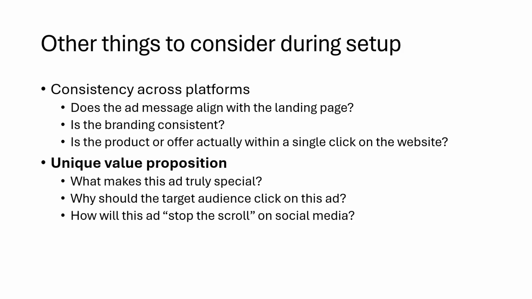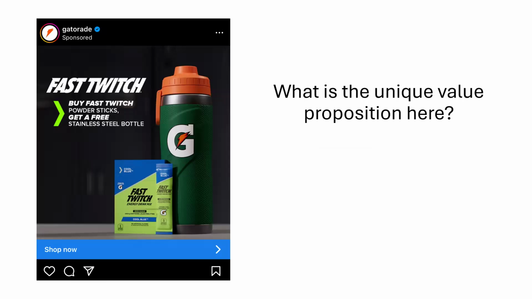And I'm going to show a couple of examples here. What is the unique value proposition here? We know what the call to action is. That's the shop now. Great. And there was body text underneath the bottom, but I just couldn't fit it all here. But there's also text here on the image, right? Fast Twitch, buy Fast Twitch Power Sticks, get a free stainless steel water bottle. And you see really the unique value proposition is that if you buy those powder sticks, you're going to get a free stainless steel water bottle. That is the unique value proposition.